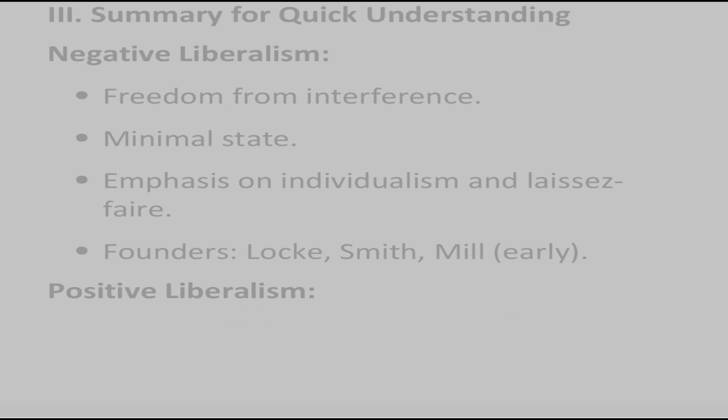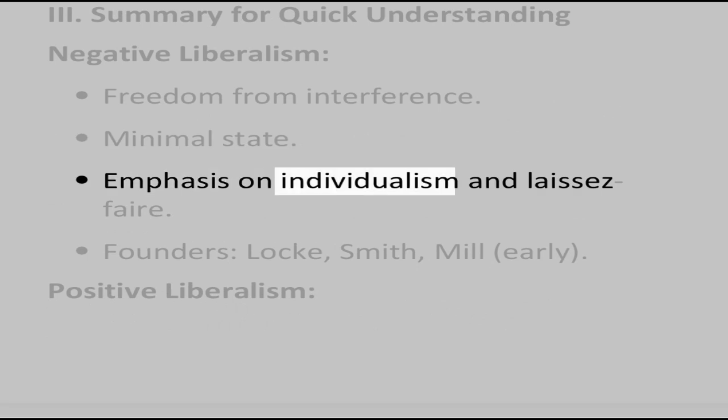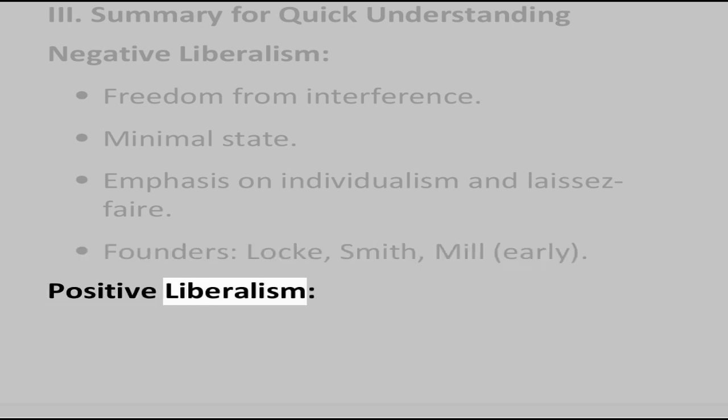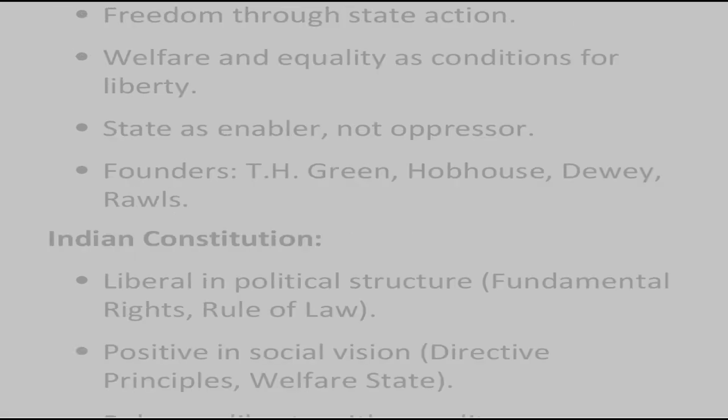3. Summary for quick understanding: negative liberalism. Freedom from interference. Minimal state. Emphasis on individualism and laissez-faire. Founders: Locke, Smith, Mill, early. Positive liberalism. Freedom through state action. Welfare and equality as conditions for liberty. State as enabler, not oppressor. Founders: T.H. Green, Hobhouse, Dewey, Rawls.